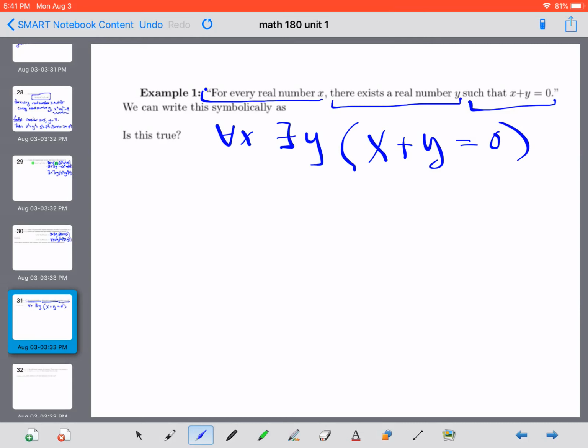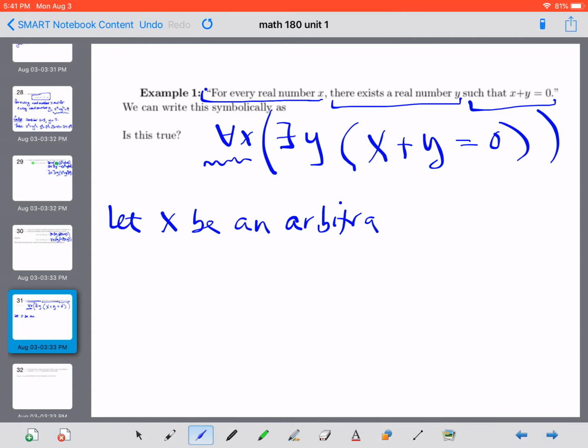Now, is this true? We have to think through how we would prove something like that. I know in general, if I'm trying to prove a for all statement is true, I need to give an argument that says, no matter what x value you choose, I can always make the rest of it true. So to prove that this is true, I need to start by letting x be some arbitrary real number. Because this is a universal statement, I need to show that it's true for every single x value. So let x be an arbitrary real number.